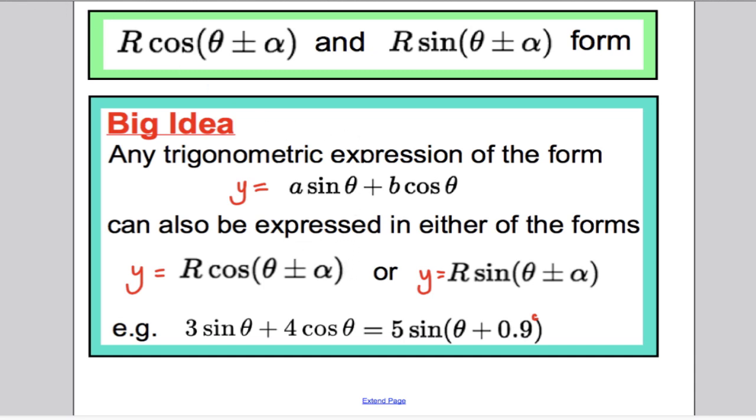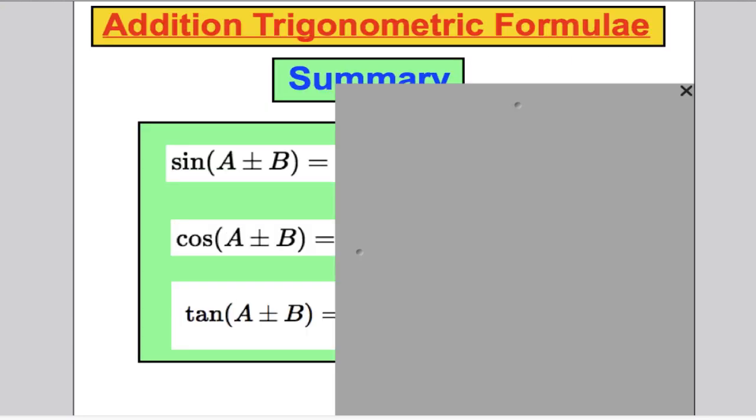Right, time to do some examples and show how to get this without the autograph software. In order to be able to do this, we have to remember the addition trigonometric formulae. Okay, so I'll just give you a moment to see if you can remember what these formulae are.